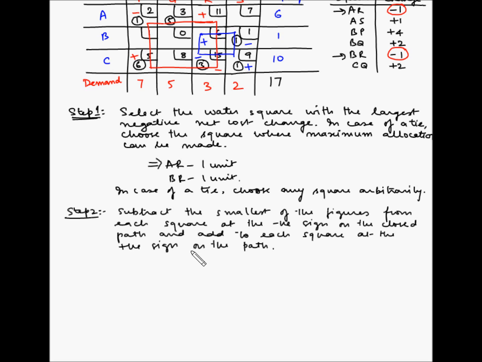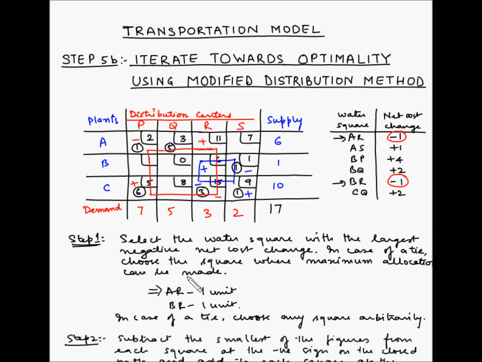So basically this is the same step as we had seen earlier to identify the maximum allocations that can be made to a square. Now note that in case we did not have a tie between AR and BR, we would have built the closed path for the selected square as part of step number 2.